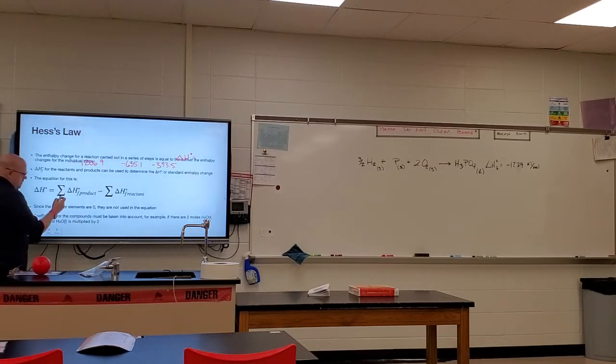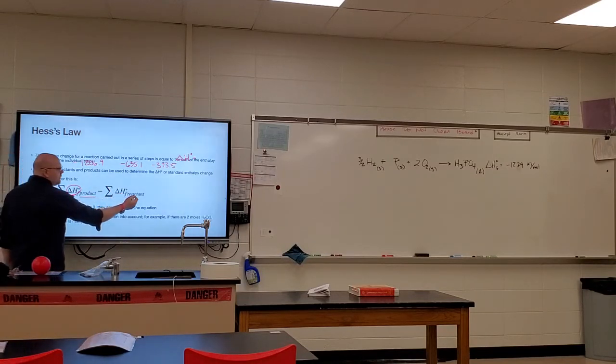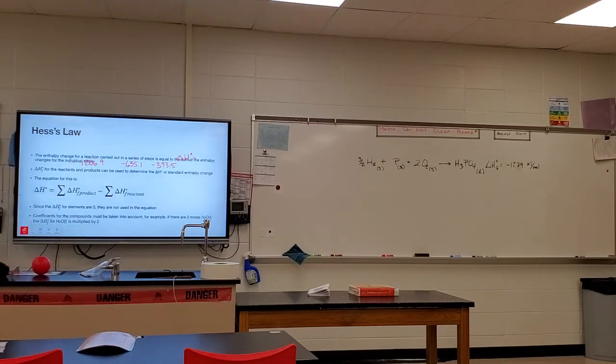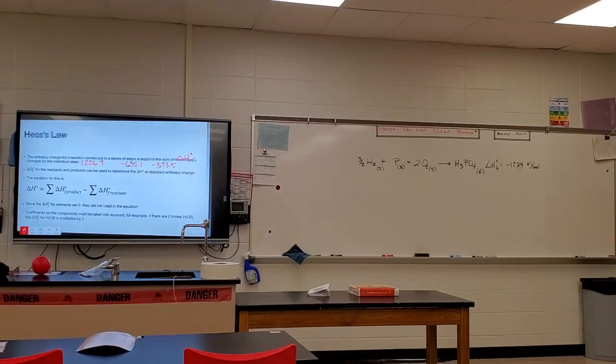What does this equation mean? It's the sum of the enthalpies of formation, which we just looked up, of our products minus the sum of the enthalpies of formation of our reactants. That's all it is. We're doing some addition, subtraction, and multiplication as needed.